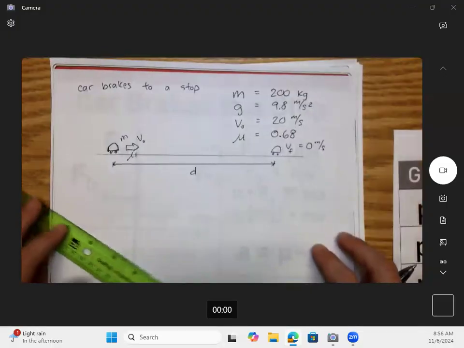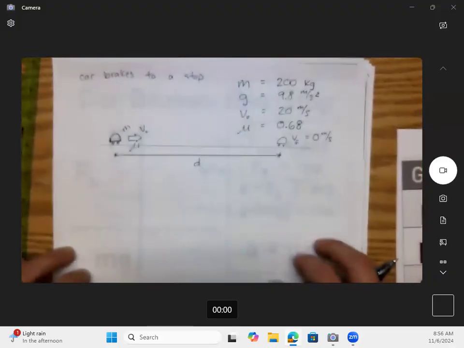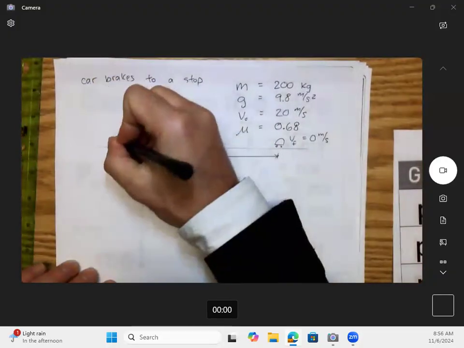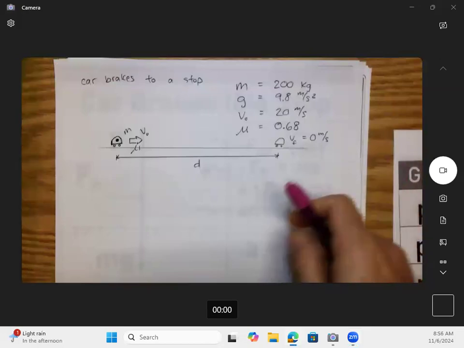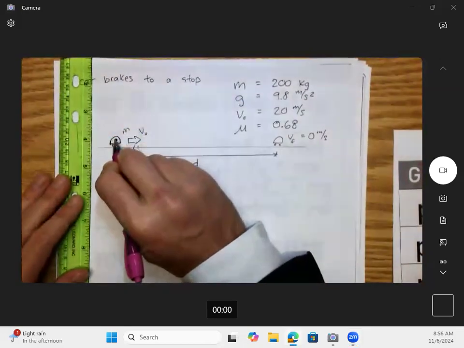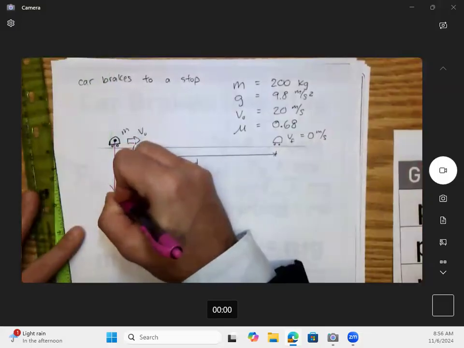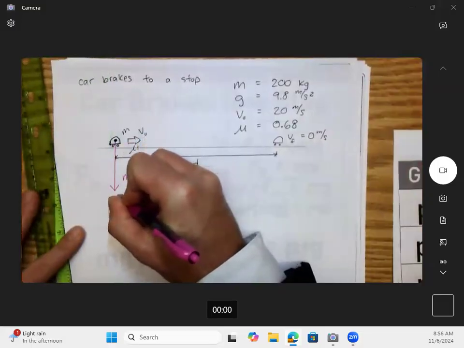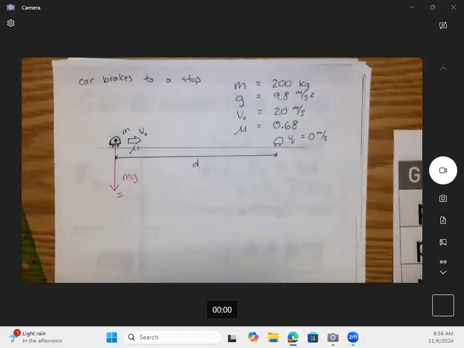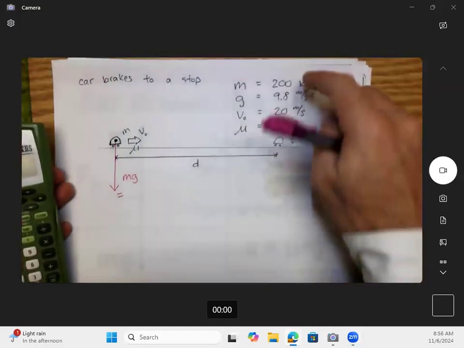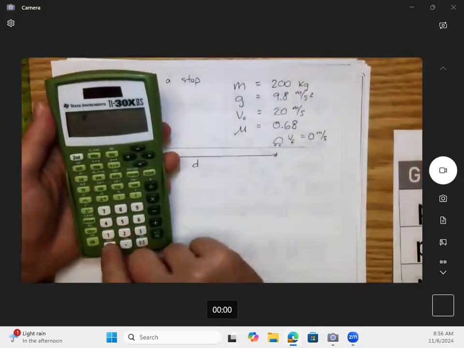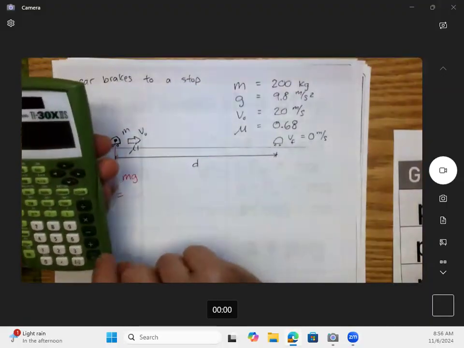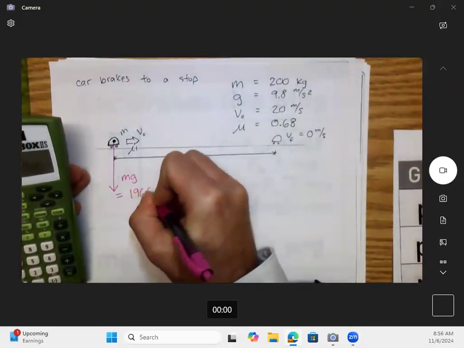Are you ready to solve this? Let's do a free body diagram on this car. Put a big center mass dot on that car. What's one force on this car? Gravitational force, its weight. I'll label that mg, but let's tag a hard number to that. How much does that car weigh? Almost 2,000 newtons. Let's use the more precise value of gravity: 200 times 9.8 gives 1,960 newtons, the weight of that car. Did you get that?